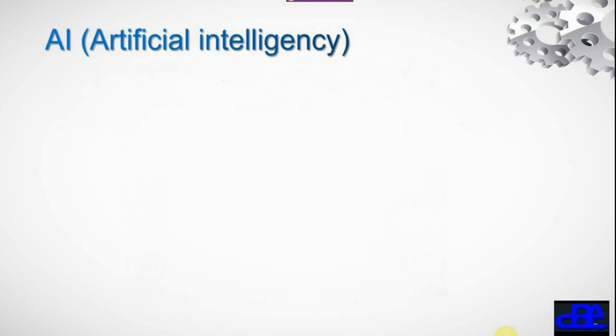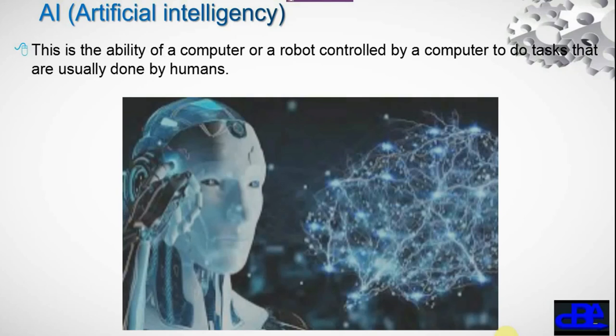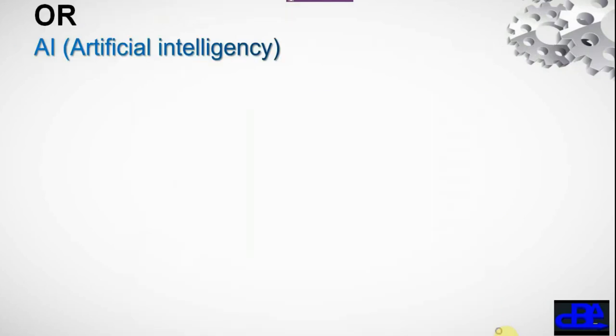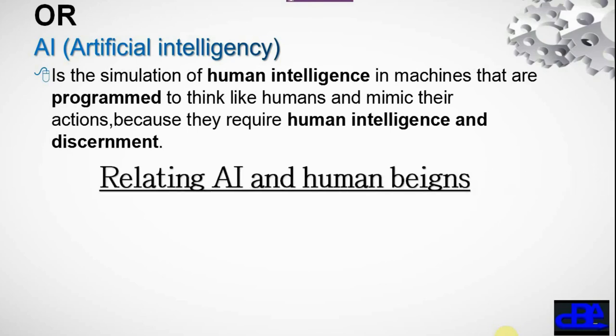So what exactly is artificial intelligence? Artificial intelligence is the ability of a computer or a robot controlled by a computer to do tasks that are usually done by humans. Or you can also say that artificial intelligence is the simulation of human intelligence in machines that are programmed to think like humans and mimic their actions. So looking at this definition, it is a simulation of human intelligence in machines.